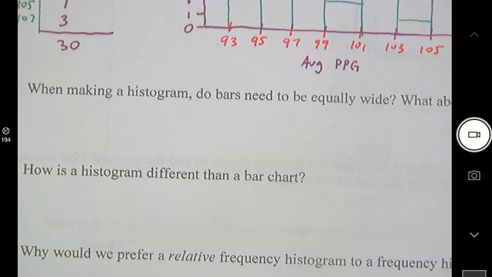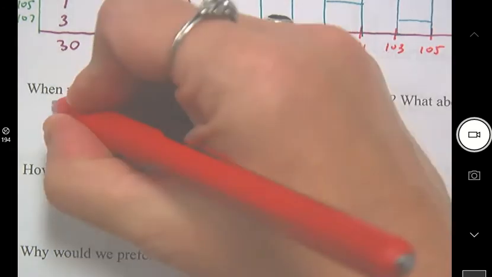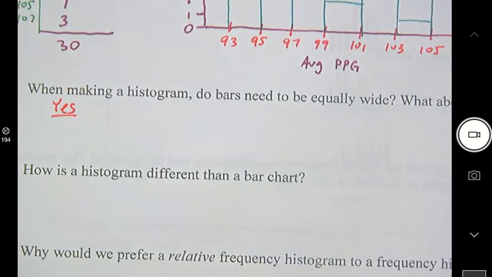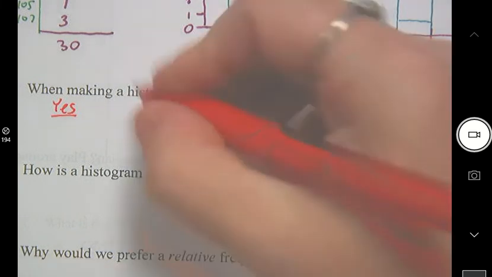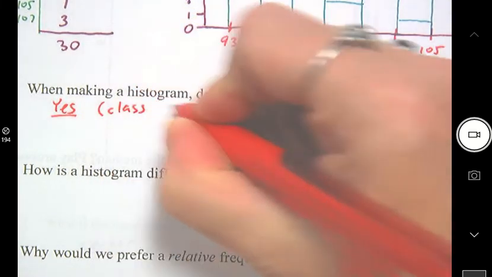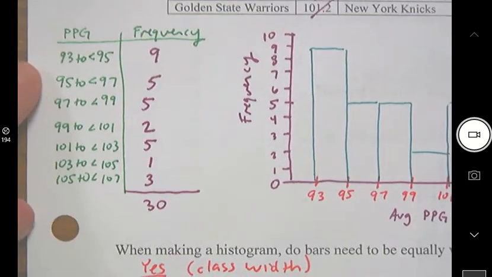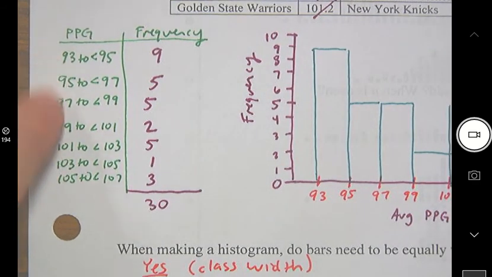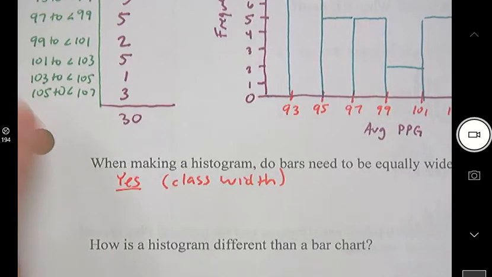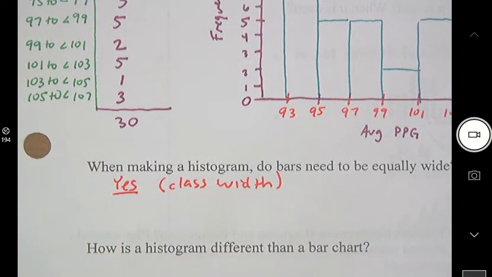When making a histogram, do bars need to be equally wide? Yes. It's called class width. And one thing I haven't said, so I told you these are bins or buckets. They're also called classes. So class width needs to be the same. You don't want to violate that area principle we talked about in your graphics.